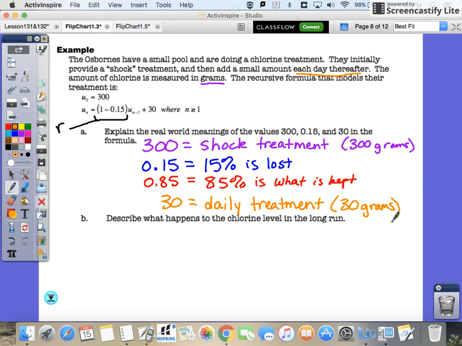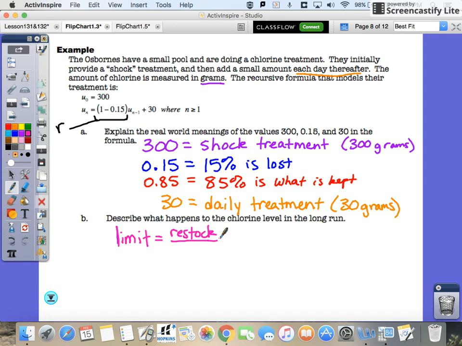So the second question is describe what happens to the chlorine level in the long run. They want us to calculate the limit. This is something that they definitely calculate. I mean, people that own a pool won't calculate it because it will already be on the container of chlorine provided. It'll tell them how much to add based on the size of their pool.